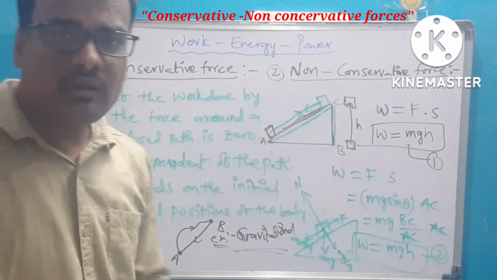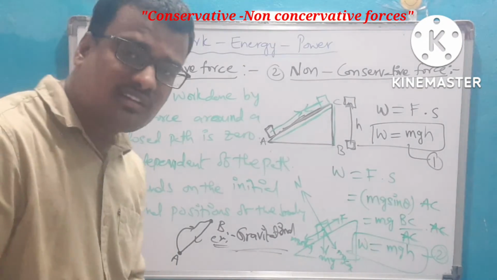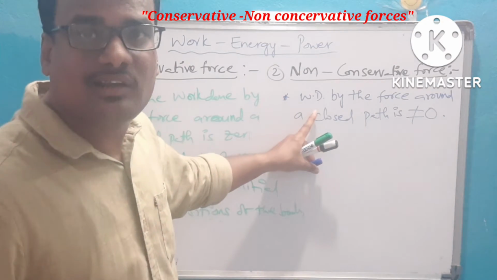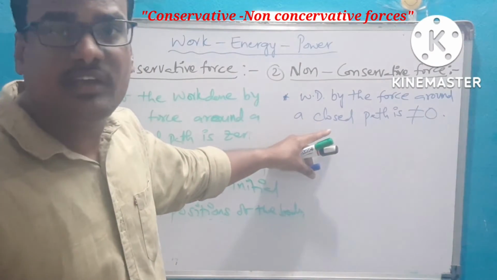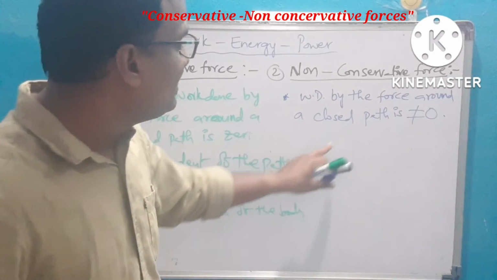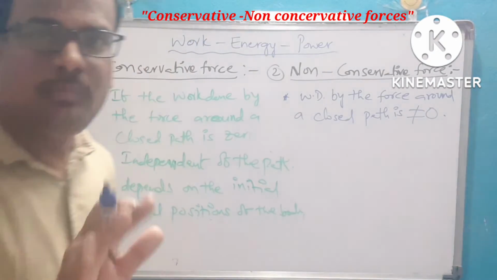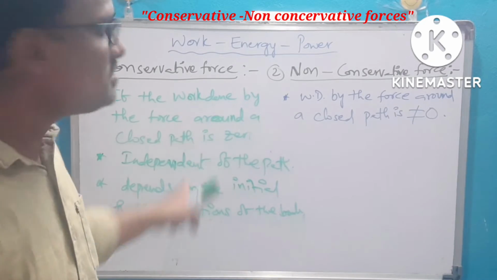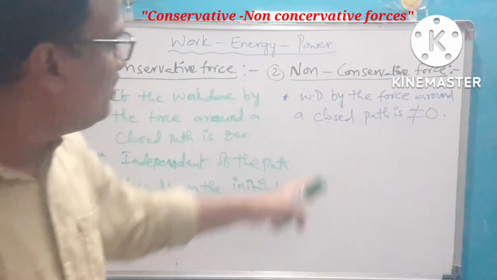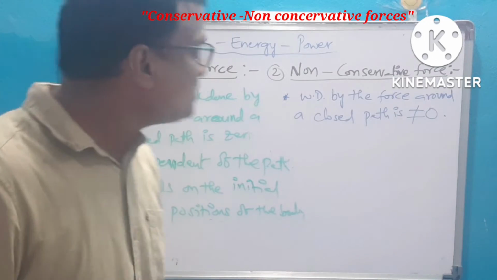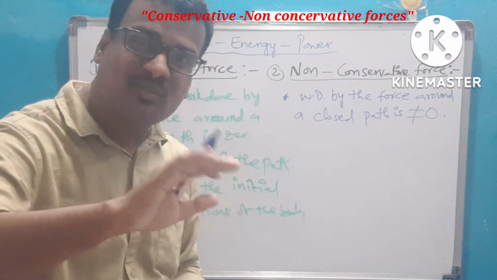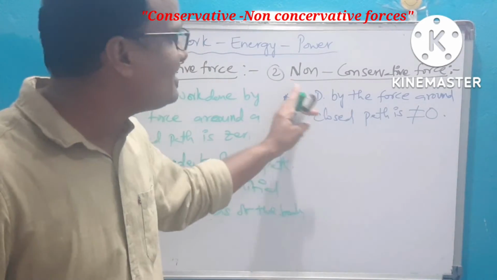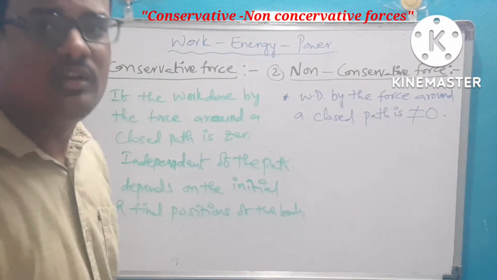Now we have to look at the non-conservative force. For a non-conservative force, the work done by the force around a closed path is not equal to 0. But in the case of a conservative force, the work done by the force around a closed path is 0. So such a force is called a non-conservative force.